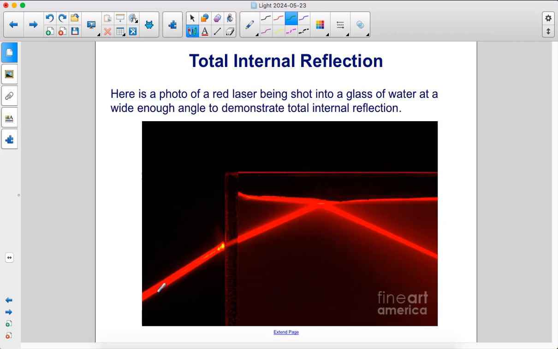Here's a photo of a red laser being shot into a glass of water at a wide enough angle to demonstrate total internal reflection. So here's the normal line. This angle is the angle of incidence, and it is larger than the critical angle for these two mediums. Therefore, it won't refract through at all. It will reflect, and the reflected angle is equal to the angle of incidence because this is the law of reflection.